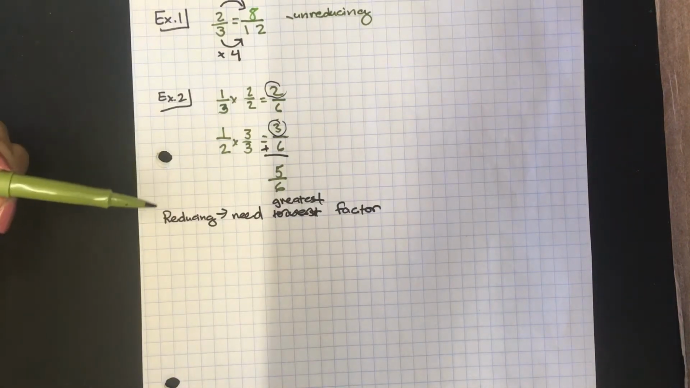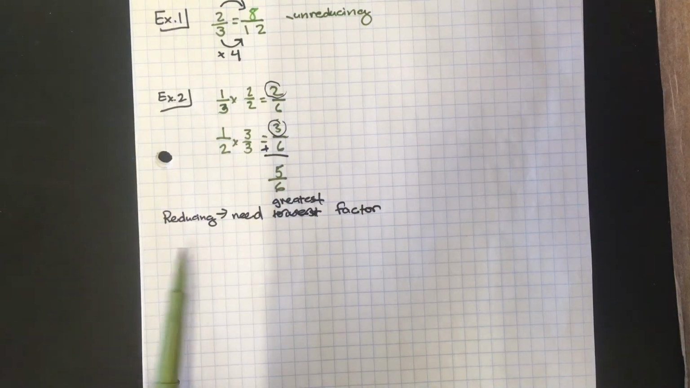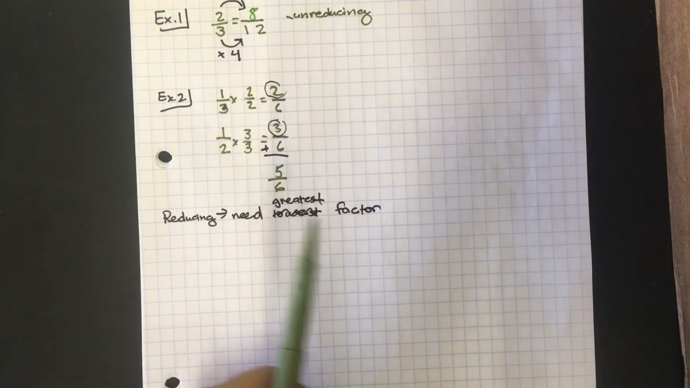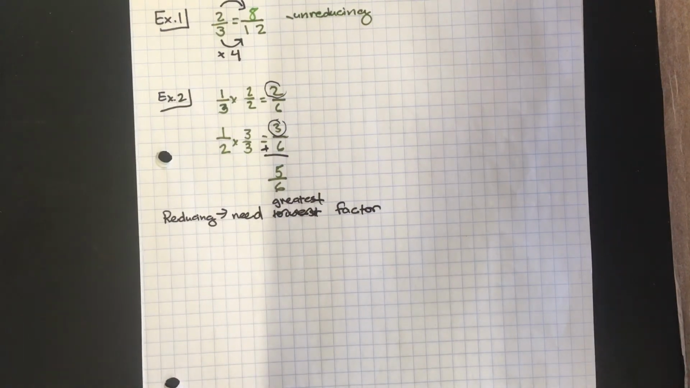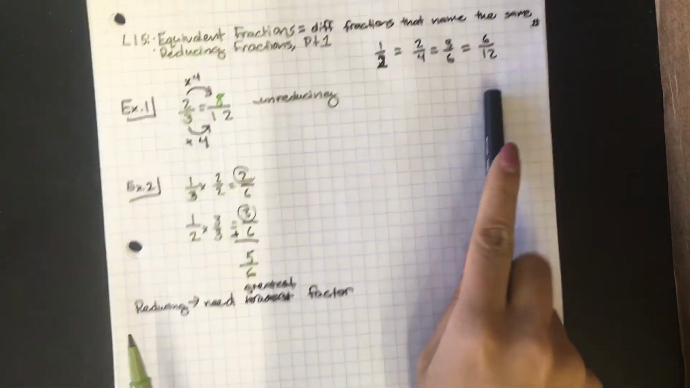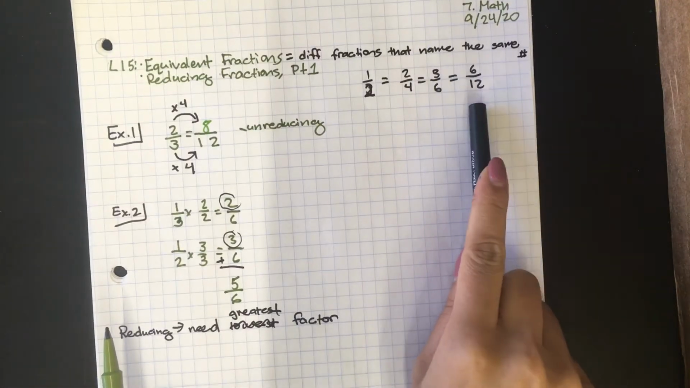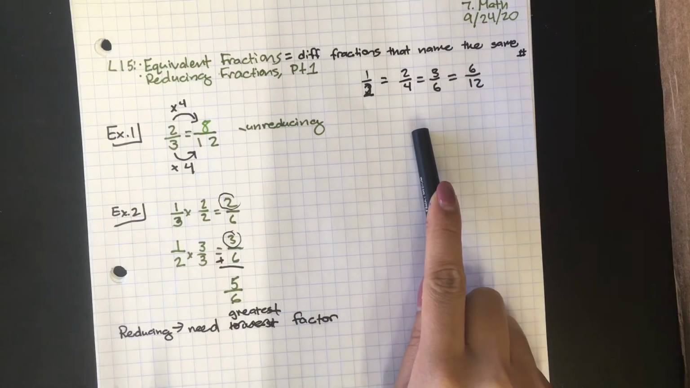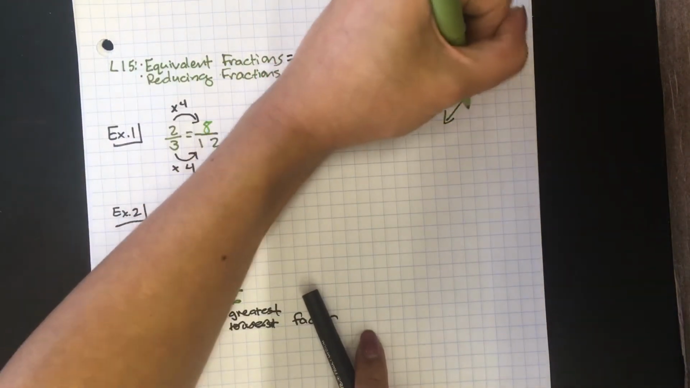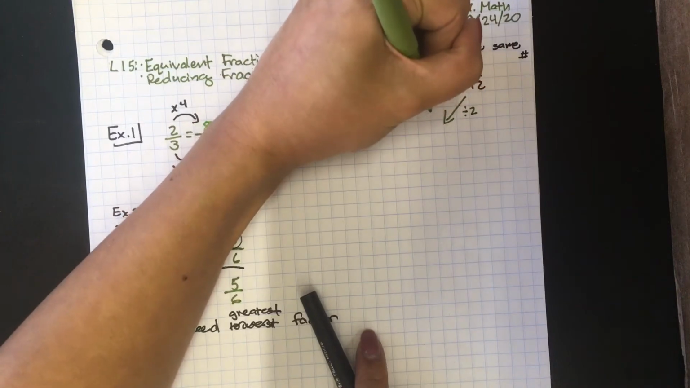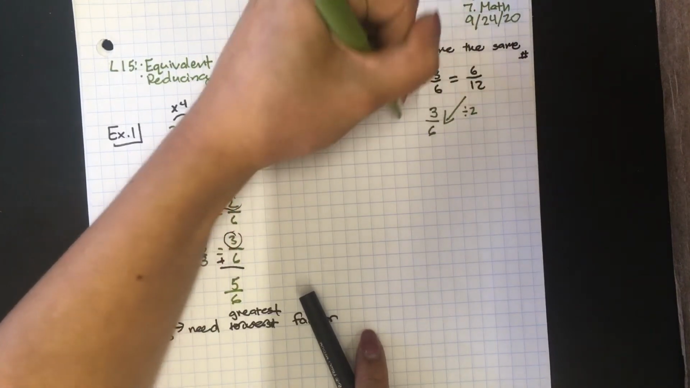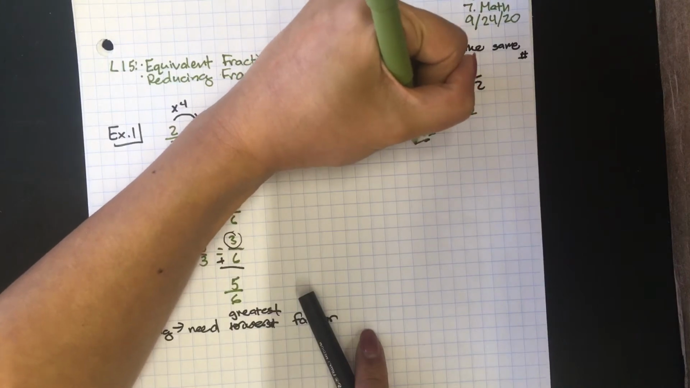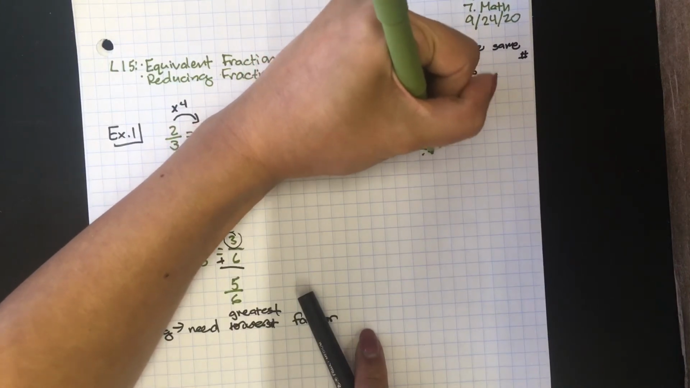All right, our next topic is going to be reducing. For reducing, we're going to need the greatest factor. The reason why we're going to need the greatest factor is because it will make it easiest to reduce. So kind of like my example here, I could have done 6 over 12, reduced it by 2, and then I would have gotten 3 over 6, which I then could have reduced again, then by 3 and gotten 1/2.